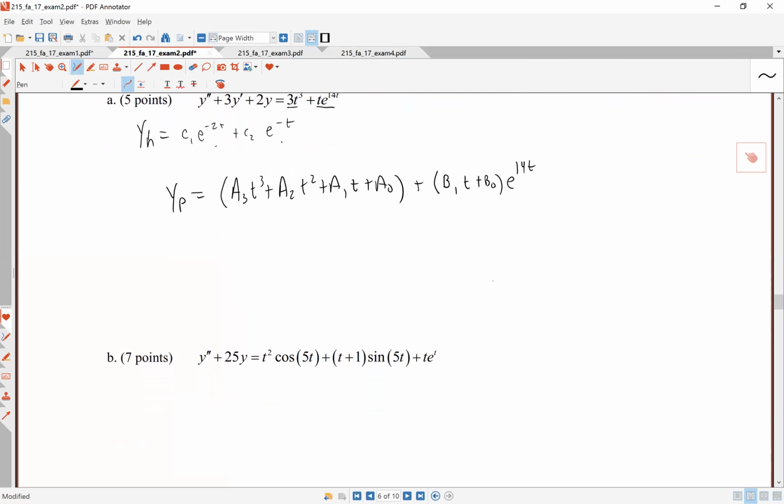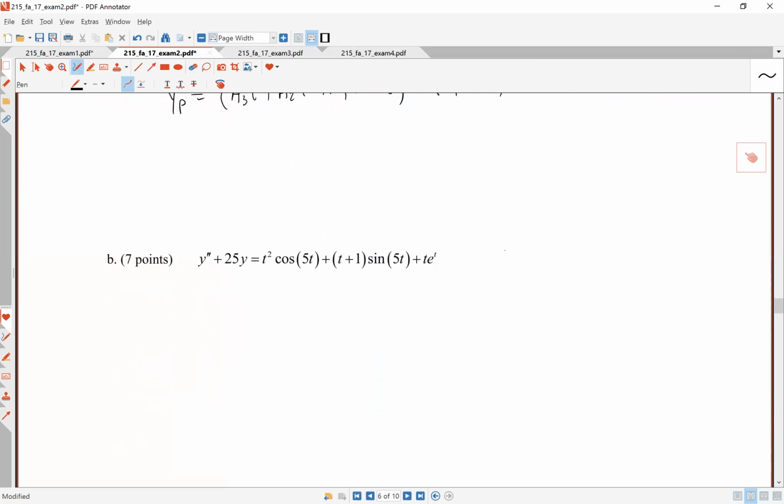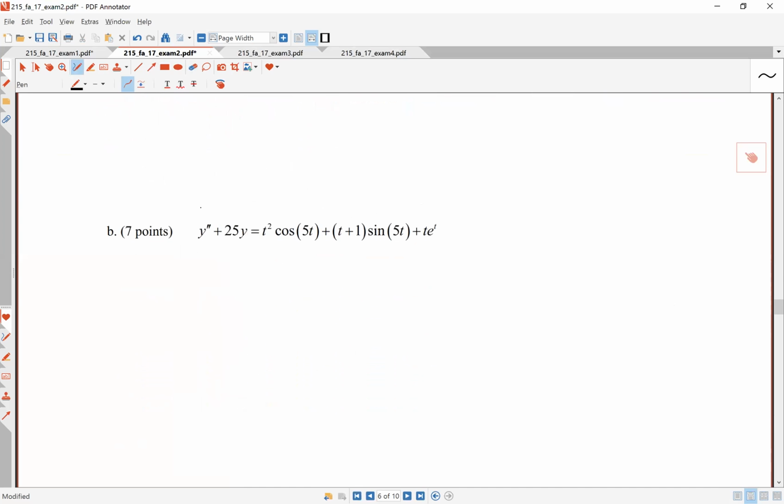That's way too many unknowns to solve, so we're just asking for the form of it. Letter B, our characteristic equation is r squared plus 25, which gives us r 1 and 2 equals plus or minus 5i. The homogeneous solution of this would be c1 cosine 5t and c2 sine of 5t. But look at that, we got those pieces there.